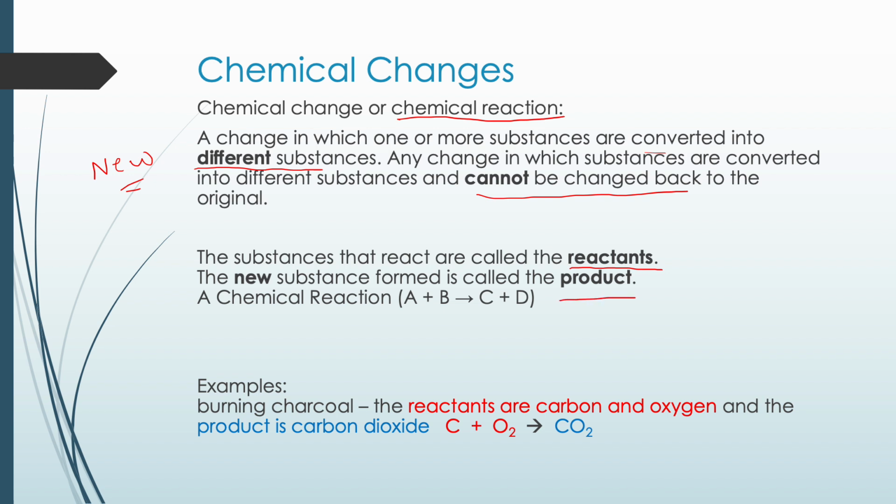Chemical reactions have just the general idea of A plus B. These are my reactants. They are going to combine together through a chemical change, a chemical reaction, to produce C and D, which are going to be our products. An example, charcoal burning. We know that charcoal is just carbon. It's going to combine with oxygen, and it's going to produce carbon dioxide, which is going to be the product.